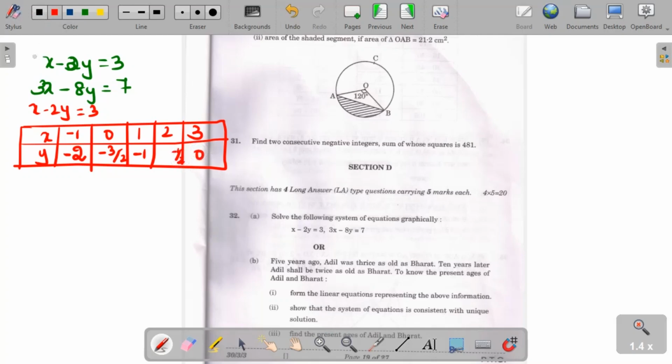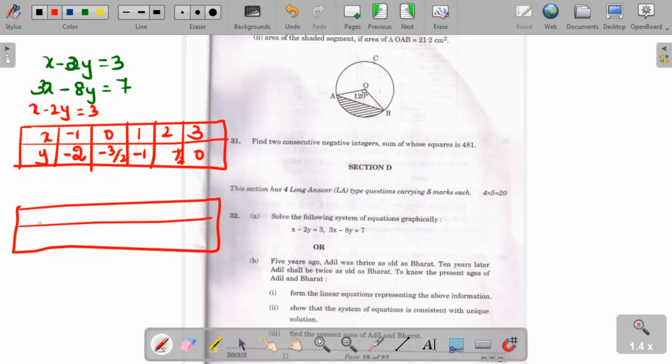Now let's do this whole thing again for the next equation, which is 3x minus 8y is equal to 7. Let's hypothetically assume some x values and generate the value of y. So for 3x minus 8y is equal to 7, the x values are minus 1, 0, 1, 2 and 3. Substituting x is equal to minus 1, you will get minus 5 by 4. For 0 it is minus 7 by 8, for 1 it is minus half, for 2 it is minus 1 by 8, and for 3 it is 1 by 4. These seem to be difficult values to plot in the graph.